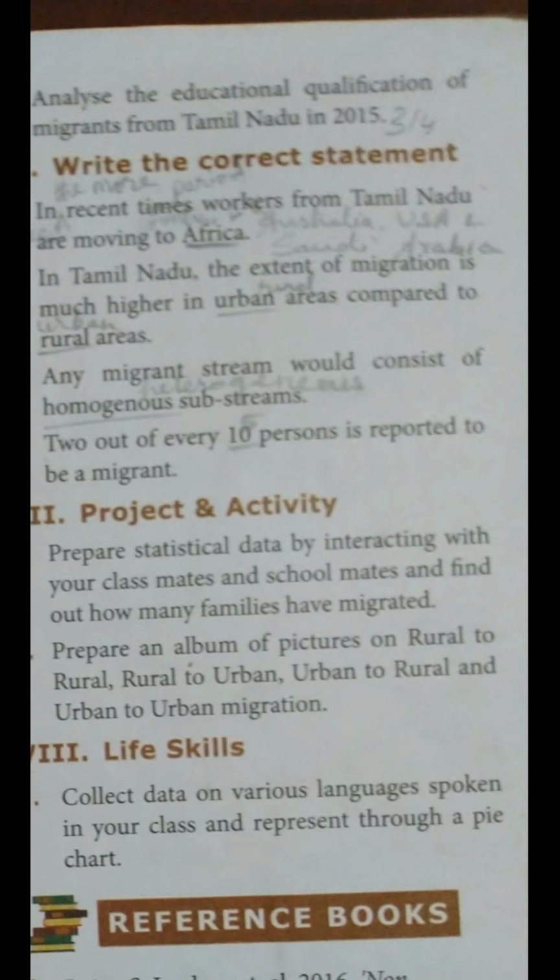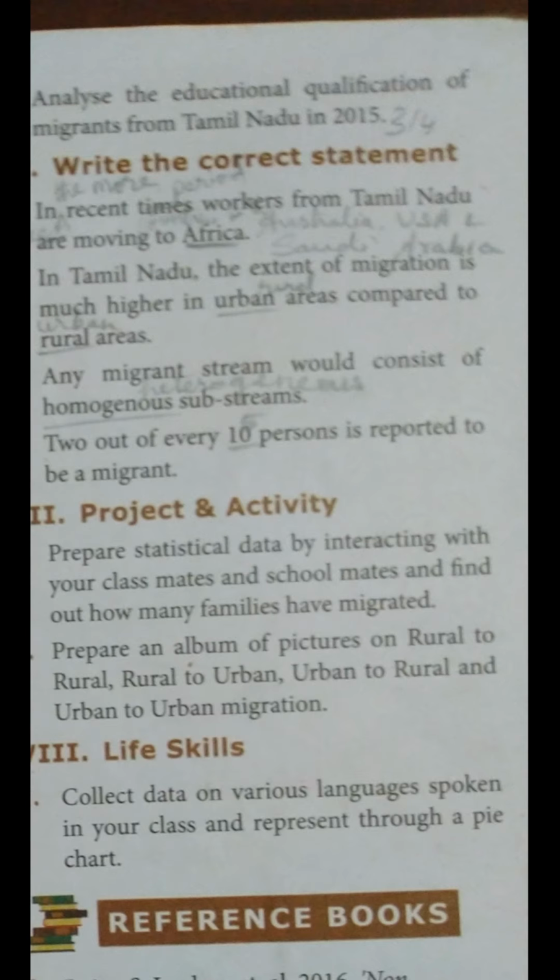Second question, in Tamil Nadu, the extent of migration is much higher in urban areas compared to rural areas. The answer is, in Tamil Nadu, the extent of migration is much higher in, instead of urban, you want to write rural areas compared to, instead of rural, you want to write urban areas. That's all. Only you want to change that urban into rural and rural into urban. Once again, I am reading that answer. In Tamil Nadu, the extent of migration is much higher in rural areas compared to urban areas.